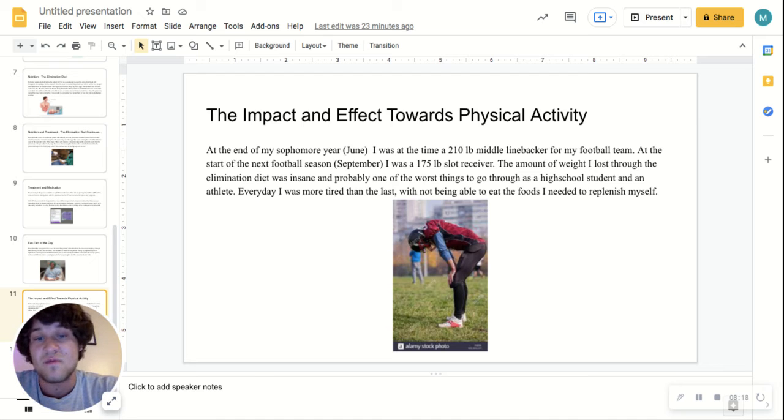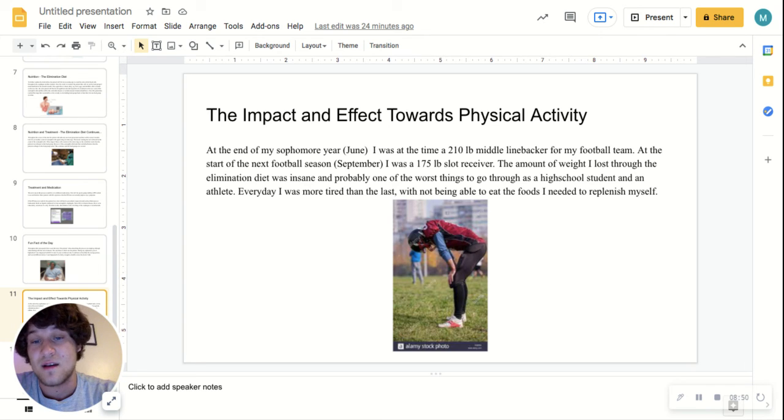So at the end of my sophomore year, in June, I was at the time a 210-pound middle linebacker for my football team. And at the start of the very next football season, which was just a couple months later, I was 175 pounds, completely different position, played slot receiver because I just didn't have the weight to play my previous position. So the amount of weight I lost through the elimination diet was insane and probably one of the worst things to go through as a high school student and an athlete.